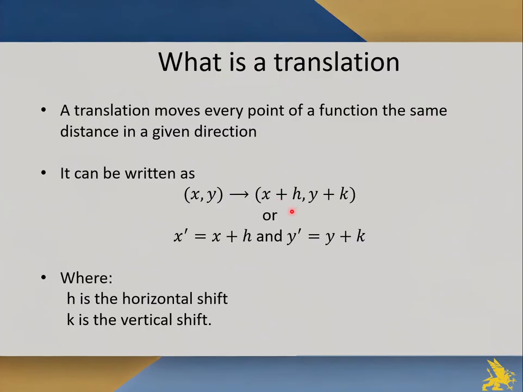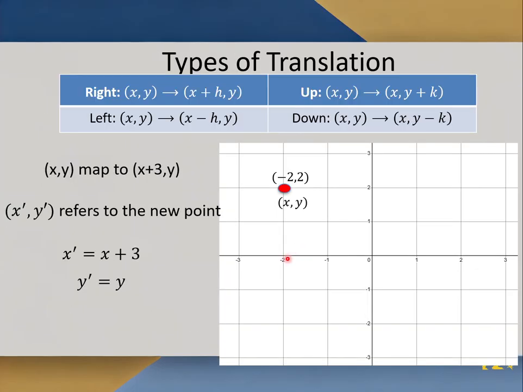Likewise, k is a vertical shift, so it's affecting the y value. So we've got y plus k, which will be our image of y. So we've got a few types of translation here.